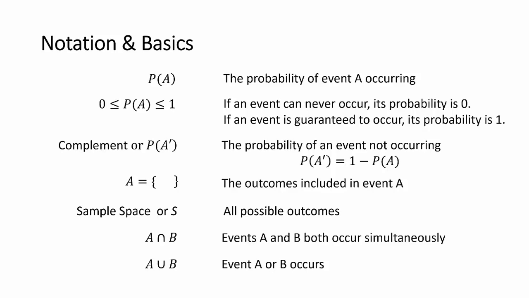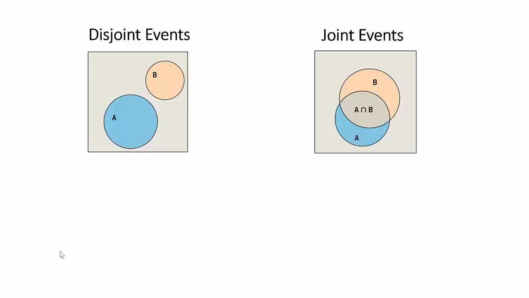So like the slide says, these are the basics. These are the things that you're going to have to know going forward. Another important idea that you need to understand, even for basic probability, is the idea that events can be either disjoint or joint. So I think a Venn diagram actually helps you understand that a lot better.